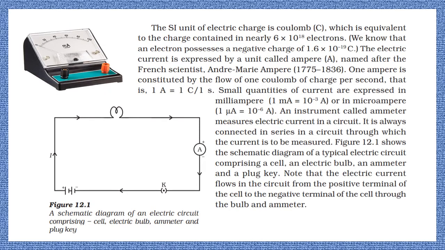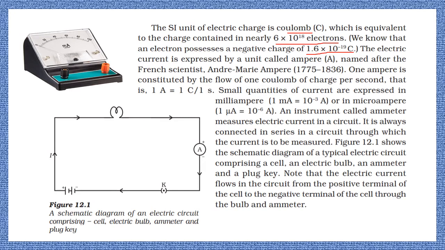The SI unit of electric charge is Coulomb. And that is equivalent to the charge contained in nearly 6 into 10 to the power 8 electrons. 1 coulomb is equal to 6 into 10 to the power 8 electrons. And you know 1 electron carries 1.6 into 10 to the power minus 19 coulomb charge.